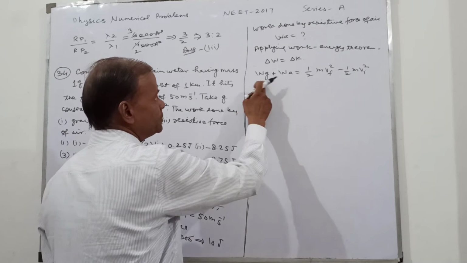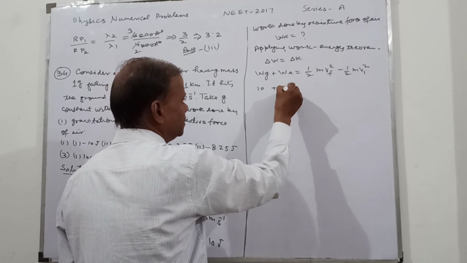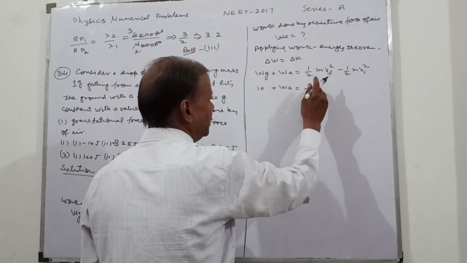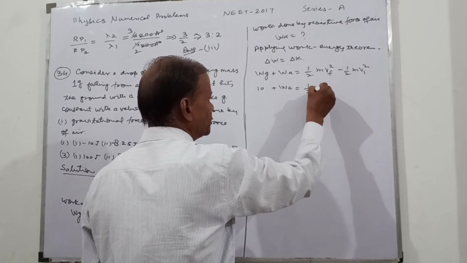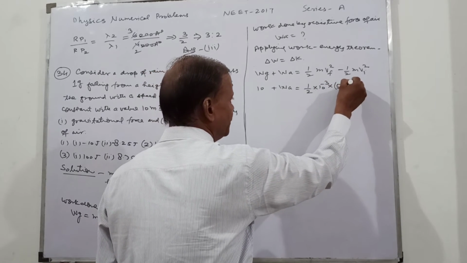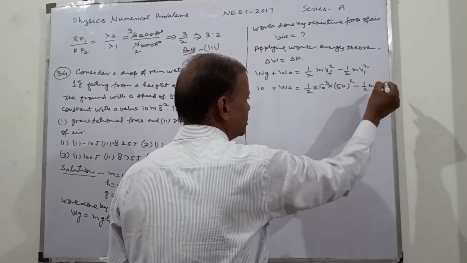Total work done is so much. Wg is equal to 10. Wa you have to find. This is now half m. M is given to be 10 raised to the power minus 3. This is now your 50. This is minus 1 by 2 m. This is now your 0.